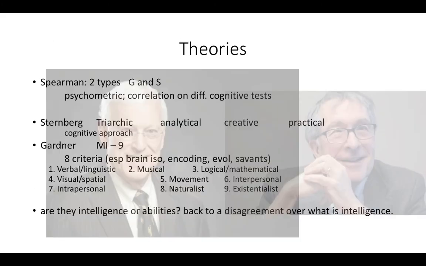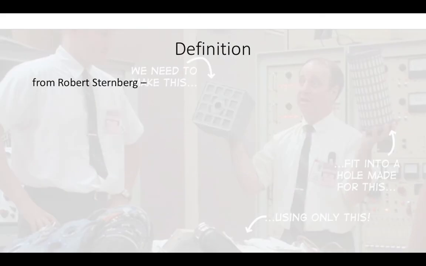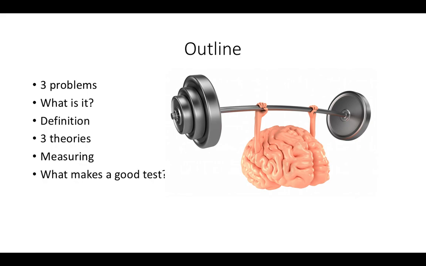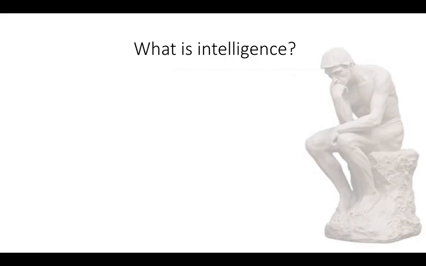So let's recap. What are the three problems with intelligence? You should know that. I really only covered two, and in your reading you're going to start tackling the third one. Defining what it is, the three theories on intelligence, and the issues with measuring it.